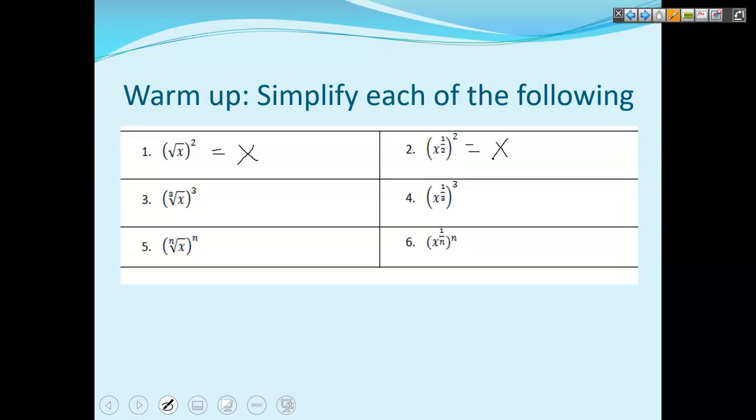A cube root and a cube are inverses, so we get x. One-third to the power of 3, you multiply and get x.